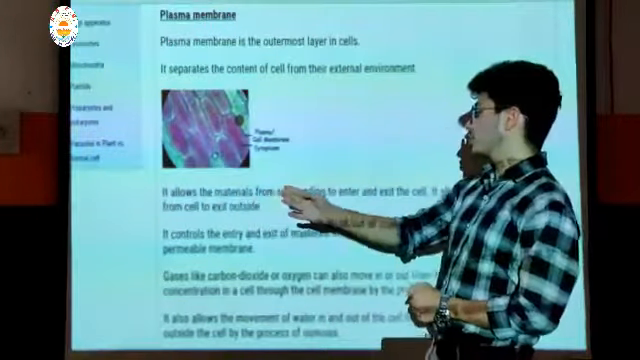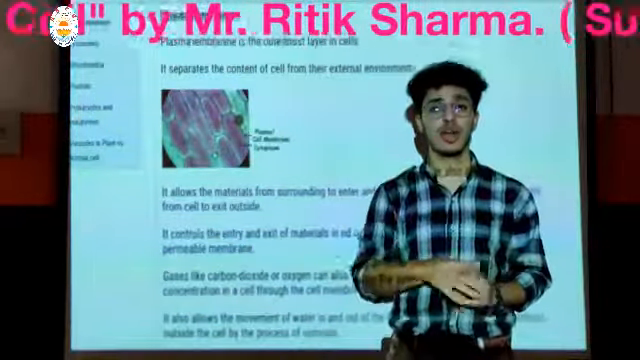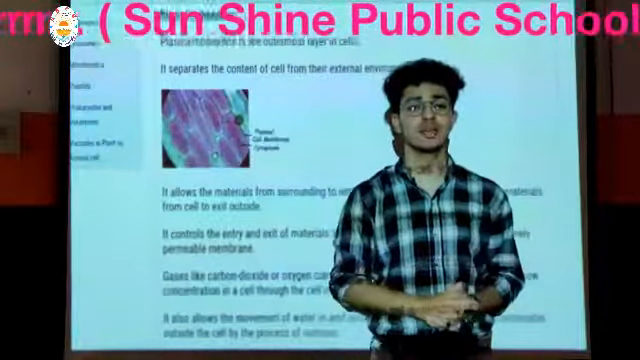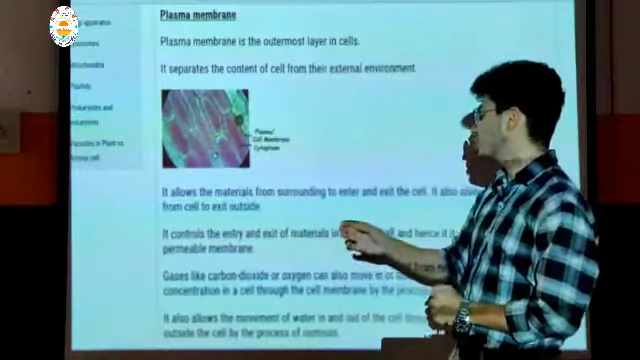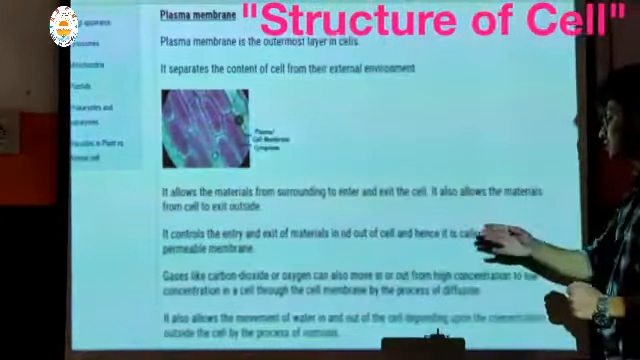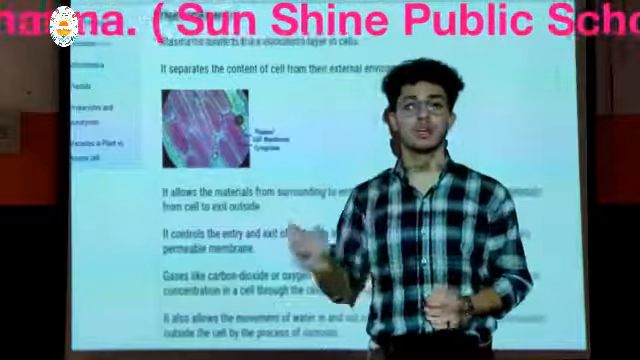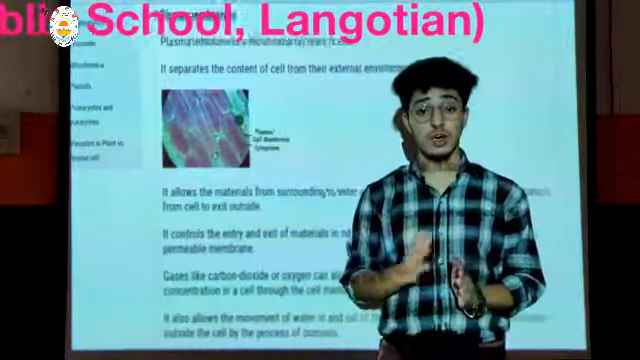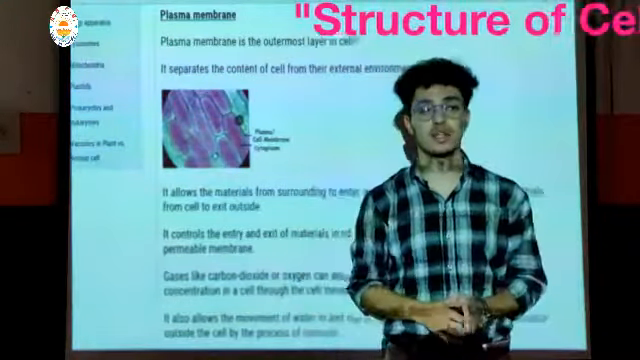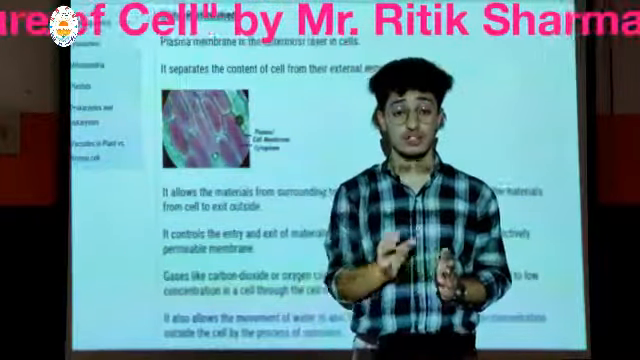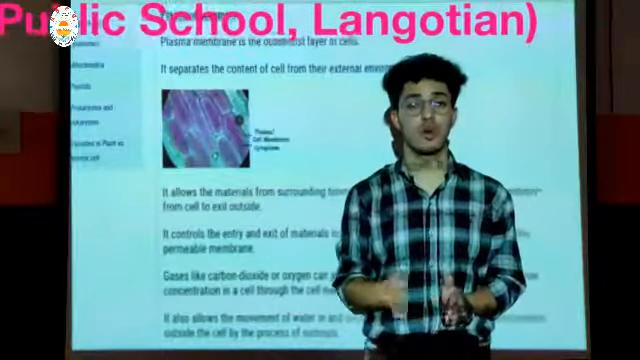It allows material from the surroundings to enter and exit the cell. It allows material from a cell to exit outside or from outside to enter inside the cell. It controls the entry and exit of materials in and out of the cell, and hence it is called a selectively permeable membrane. So here's a new word, selectively permeable membrane. What is it? The plasma membrane only allows selective materials to pass through it. Only selective materials can move inside the cell or go outside. That's why we call it a selectively permeable membrane.